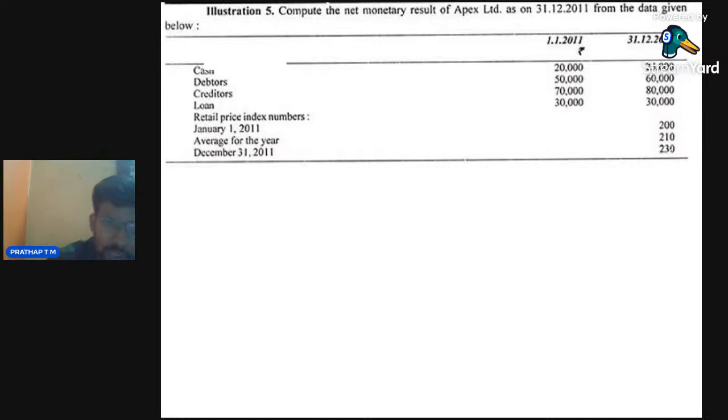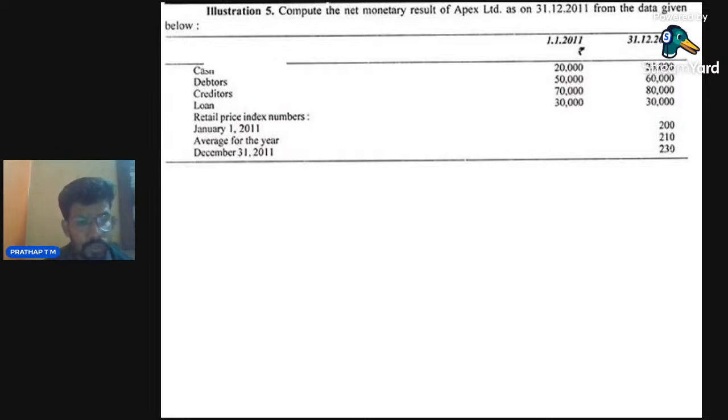You have to calculate the net monetary value of your company. Let's take an example. When calculating net monetary, you have to deduct your current liability from current assets. If you are holding more current liability, then you are getting a benefit if the inflation has increased.